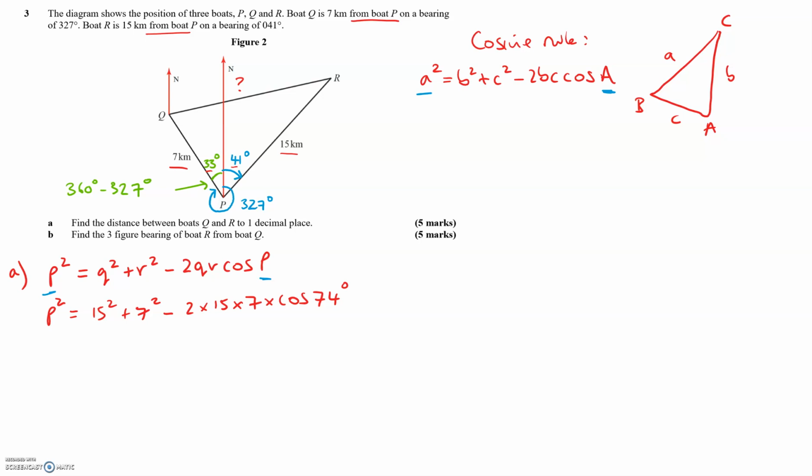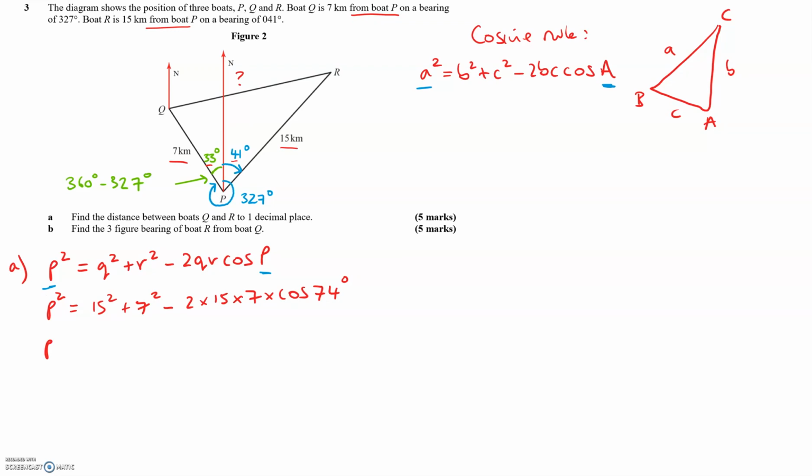So I just got to work this out now and work out what P squared is. If I simplify all of that, or just put all of that into my calculator, I'll get that P squared is this, and therefore P, which is the length QR, which is what I'm looking for, is the square root of that, which is 14.7, and that's to 1 decimal place, which is what they asked for. Okay, that's part A.